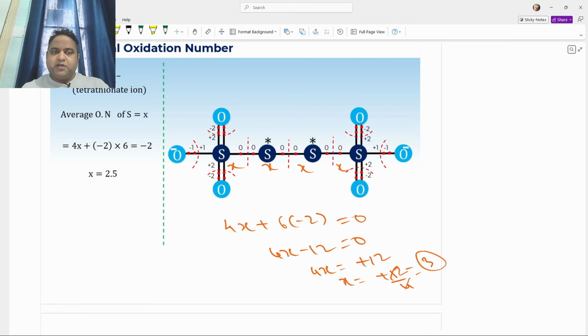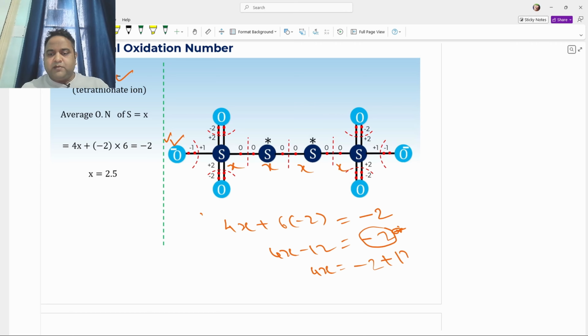And here we also had to consider the charge. The total is not equal to zero, that is going to be -2. That is going to be -2. The charge is missing in the diagram, it is hidden here, just see that here the charge was given. That is -2, and that is again equal to -2. And when we rearrange, what will happen? -2 plus 12 is going to be 10. Now x will be equal to 10 divided by 4. That is equal to 2.5.